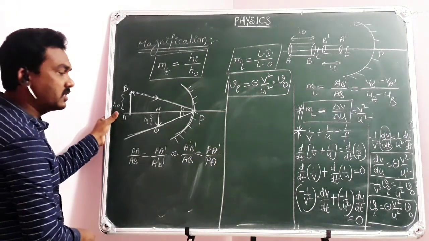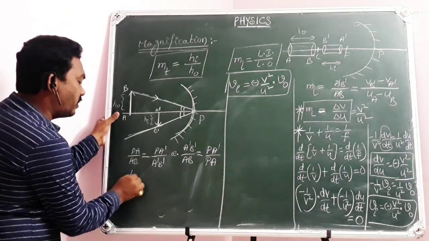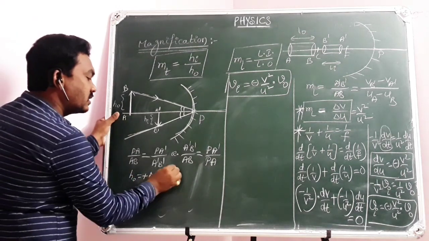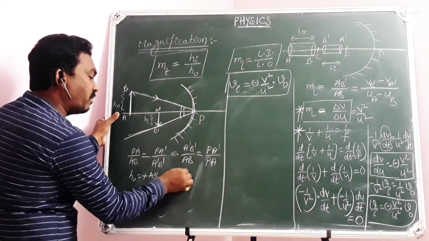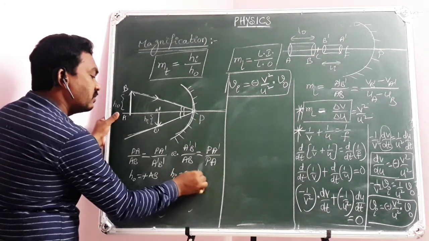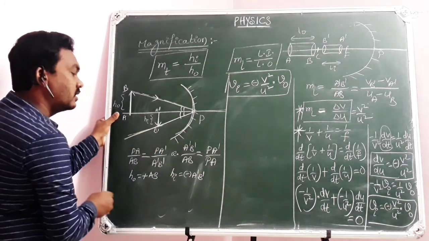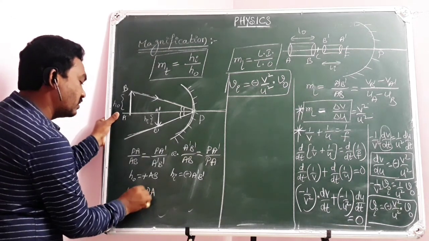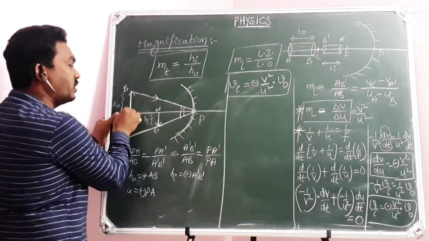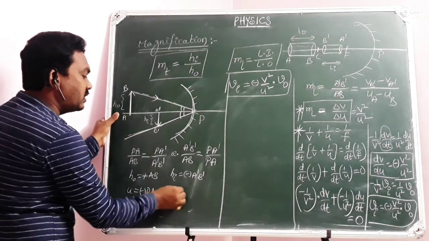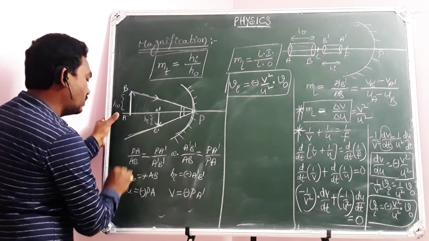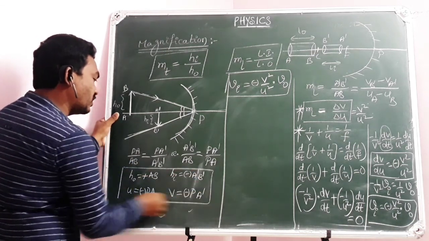But here is a very interesting sign convention. Size of object equal to plus AB because it is above the principal axis. Size of image equal to minus A'B' because it is below the principal axis. Next, object distance PA is minus, and image distance PA' is also minus. These are very important sign conventions.